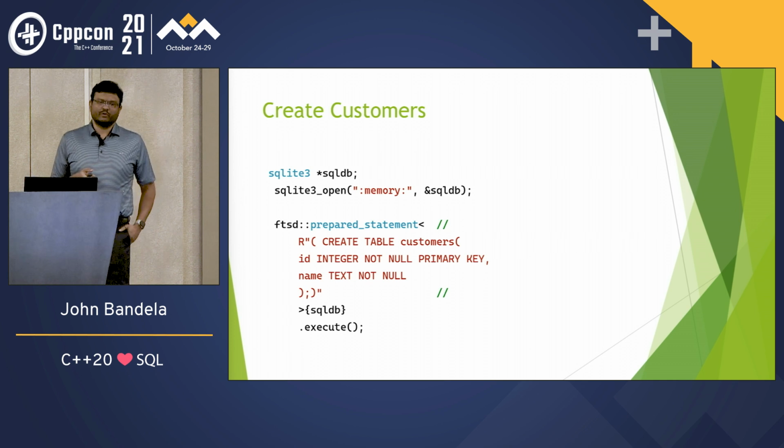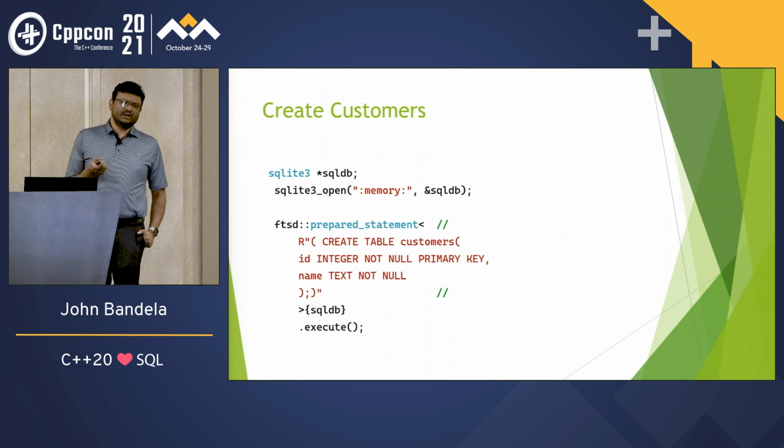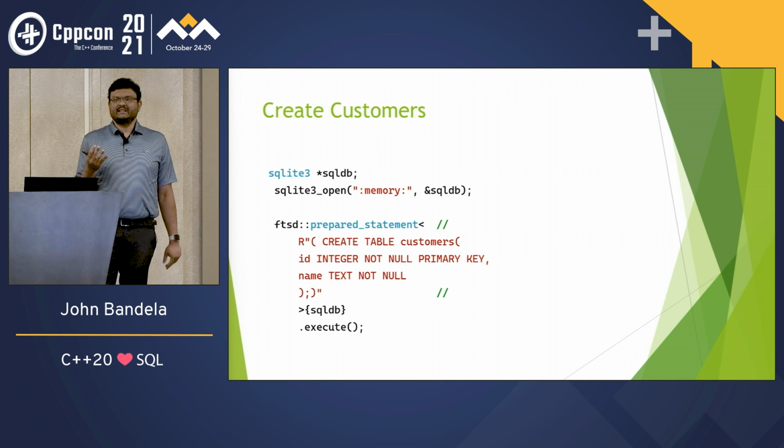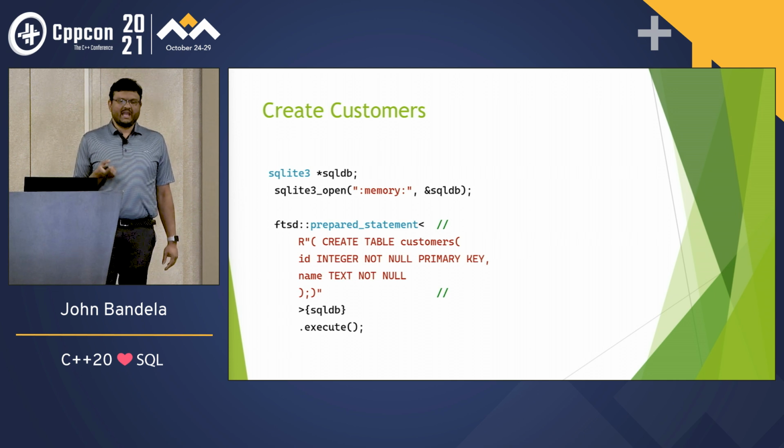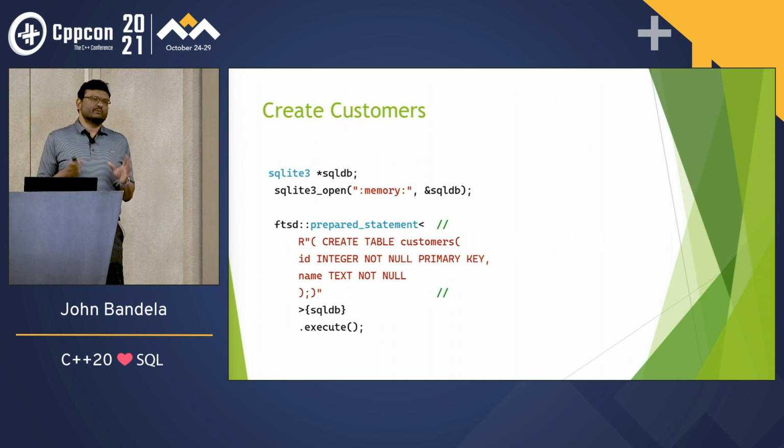So let's see how we create the customers. So we just have an SQLite 3 database. It's a really thin wrapper. And we do an SQLite 3 open. And then we do this prepared statement, and we pass in the query as a template parameter to it. And then we construct an object, the prepared statement object called SQLDB, and we call execute on it. So this just constructs a temporary object and runs execute on it.